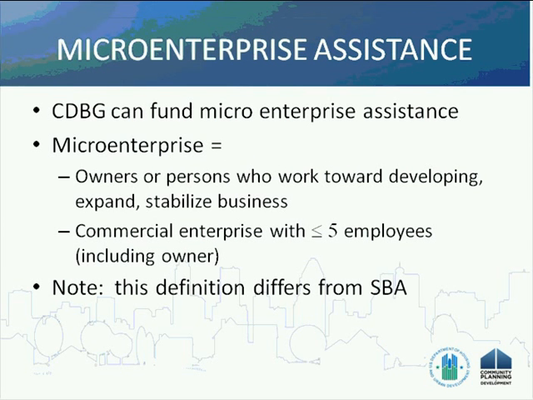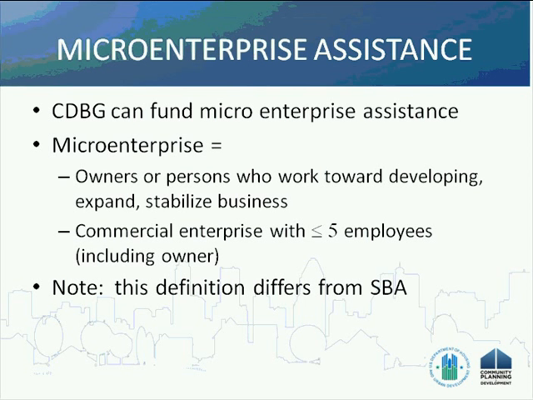The next type of eligible economic development activity is microenterprise assistance. Under this eligibility category, grantees provide financial and/or other assistance to small businesses which qualify as microenterprises. In a CDBG program, a microenterprise is a business that has 5 or fewer employees, including the owners.